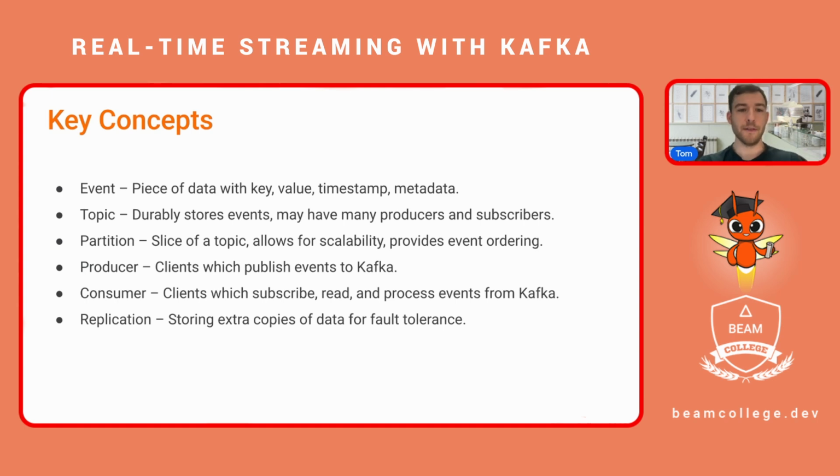Let's cover some of Kafka's key concepts. An event is a piece of data with a key, value, timestamp, and metadata. A topic durably stores events and can have many producers and consumers. A partition is a slice of a topic, allowing for scalability and providing event ordering within the partition. Producers are clients that publish events to Kafka, while consumers are clients that read and process events from Kafka. Finally, replication involves storing extra copies of data for fault tolerance.